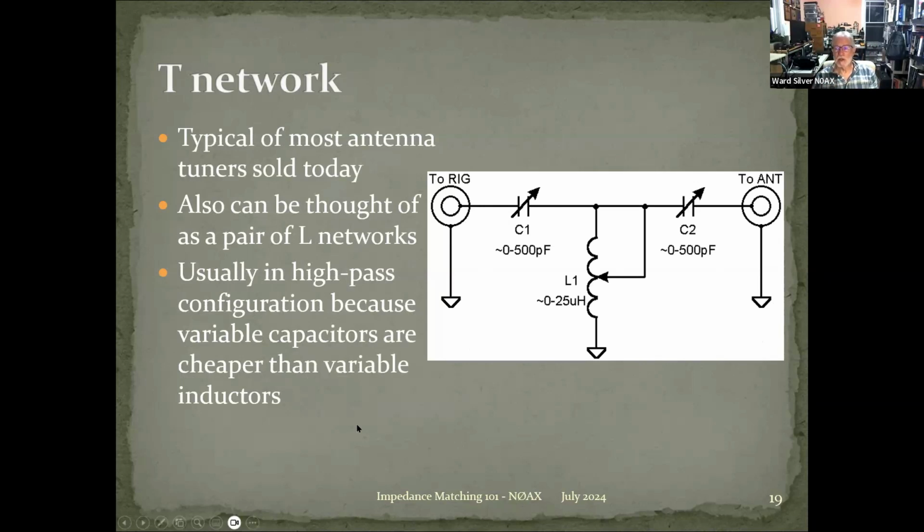And it's done because variable capacitors are a lot cheaper than variable inductors. You could make a T network out of two inductors and a capacitor just as easily, but it's cheaper, and so less expensive to you, the consumer, to use input and output variable capacitors.